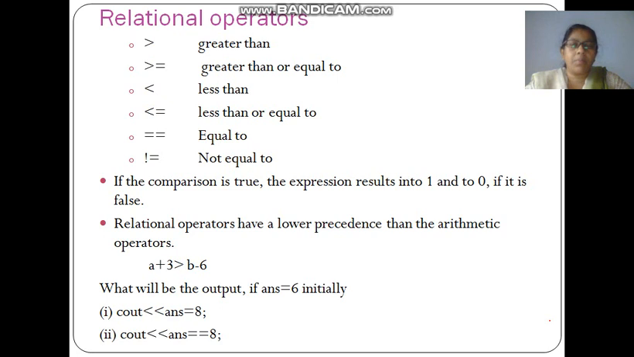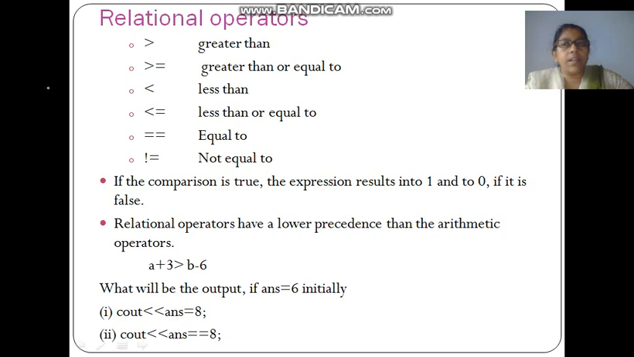In the first part, we have already studied the arithmetical operators. Now let's look at the relational operators. From the name itself, it is clear. It is saying about the relationship between two things, right? So it is a binary operator.